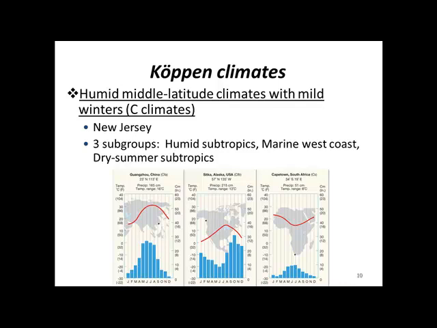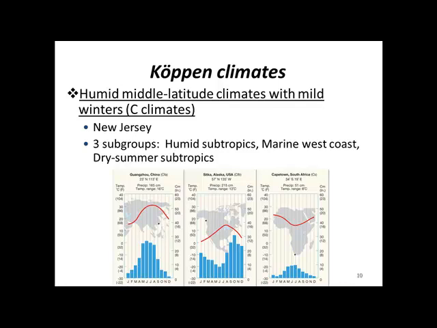This is a wide variety of a category. It's kind of a catch-all, and so it's not very distinctive, and if you actually look back to that first big world map, you see that it's split into these 3 categories. But we're not going to worry about that. We're just going to worry about the C climates. And the 3 subgroups are humid subtropics, marine west coast, and dry summer subtropics.